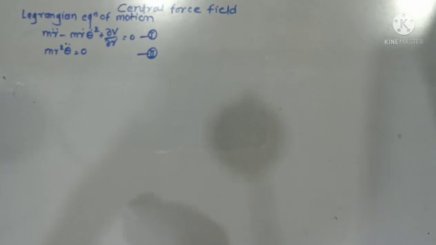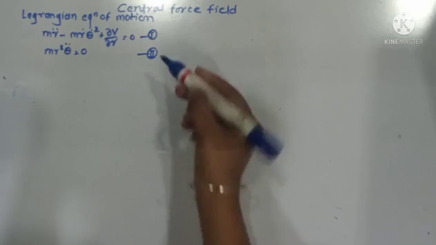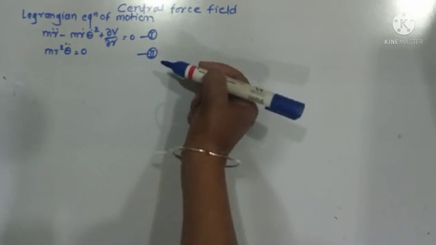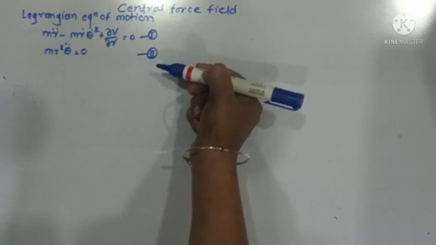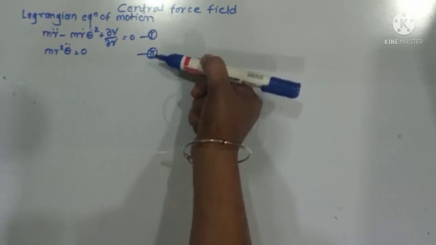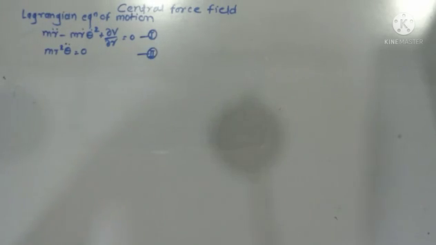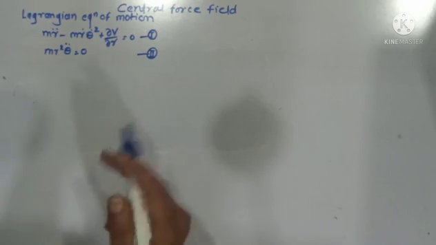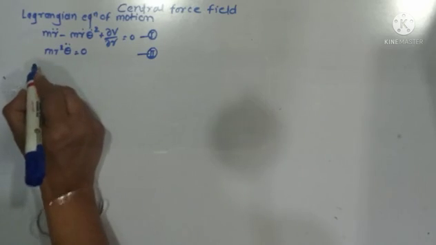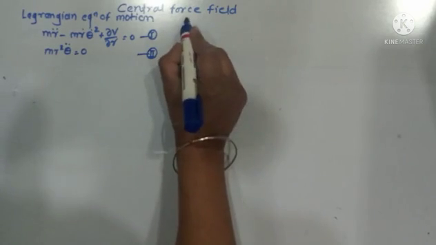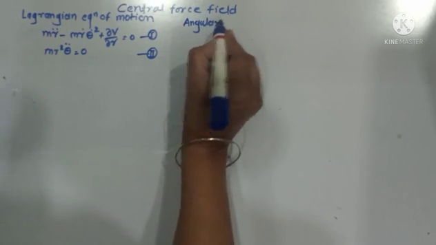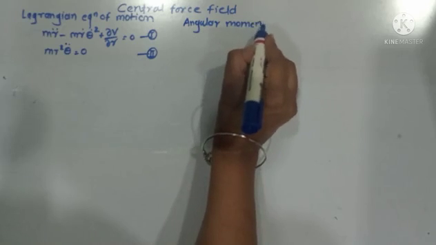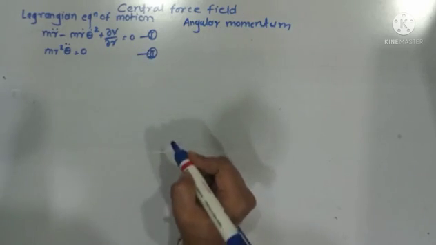In a previous lecture, we have seen that these are the Lagrangian equations of motion for the central force field. And as I have explained earlier, if you know the equation of motion for any system, you can calculate all the physical quantities related to that system. For example, if you know the Lagrangian equation of motion for the central force field, I can calculate angular momentum, say, by using this Lagrangian equation of motion.